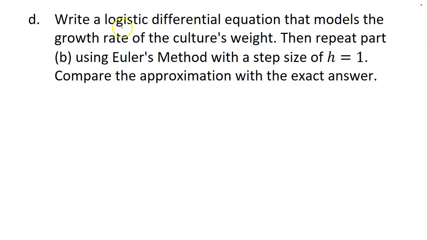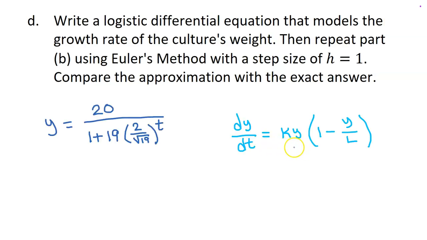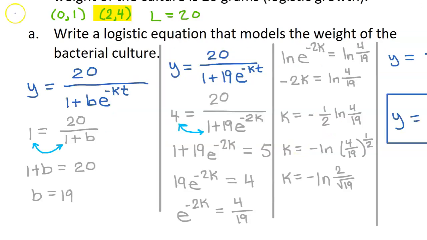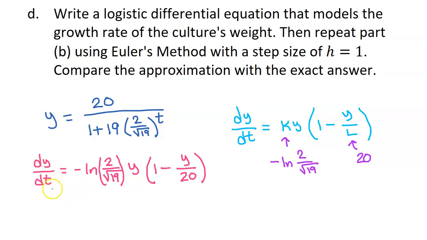Part D. Write a logistic differential equation that models the growth rate of the culture's weight. Here is the memorized model for a logistic differential equation. Remember that in Part A we found that L was 20 and K was negative natural log 2 over radical 19. So dy/dt is equal to this. That's the answer to the first part of the question.